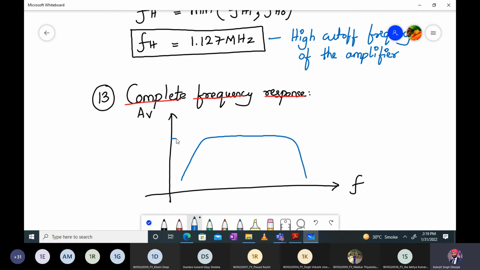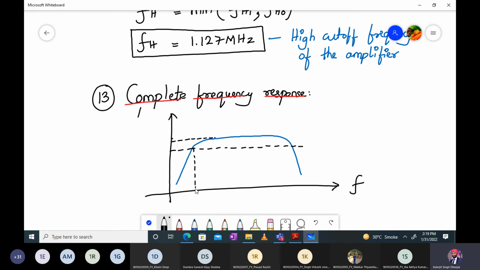Let me redraw the graph. The pen sometimes does not work, so it's fine. You have to mark the higher midband gain, which is the highest value over here. Here it is. Then you go 3 dB down over here and over here also.